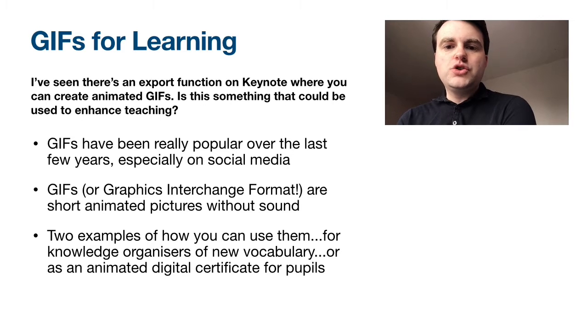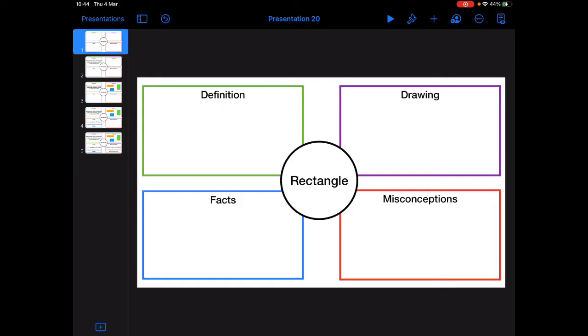So I'm going to show you today 2 examples of where these might be used throughout your teaching practice. One of them is using knowledge organizers for some new vocabulary, and the other one is an animated digital certificate for pupils, and that's following on from last week's one. So we made some digital certificates last week, but this week I'm going to show you how we can do that in GIF format. So if you want to watch this next bit of the video, you'll find out all about GIFs for learning. So this is a wee video on how to put together GIFs using Keynote.